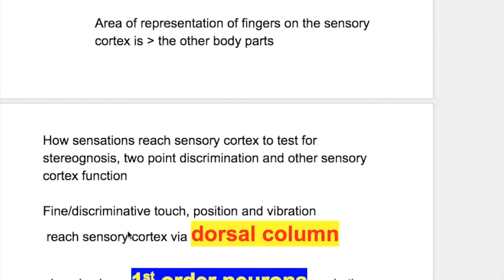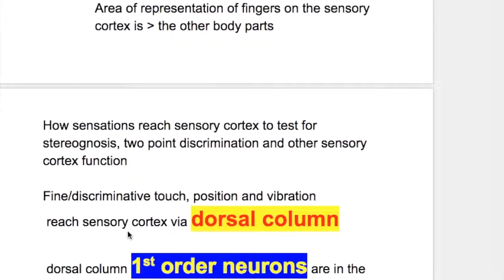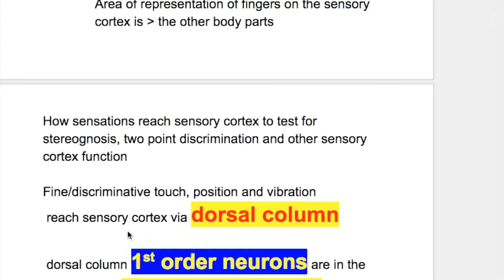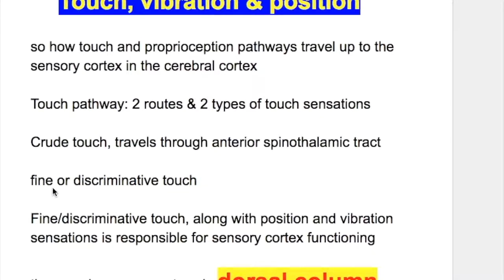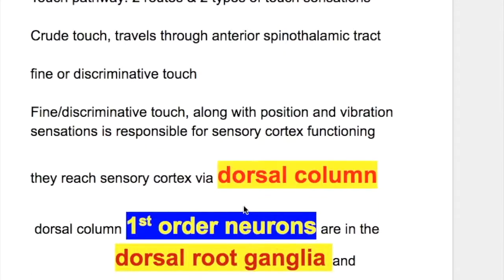How do sensations reach the sensory cortex? To test for stereognosis, two-point discrimination, and other sensory cortex function, it's the fine or discriminative touch sensation which, along with position and vibration sensations, is responsible for sensory cortex functioning. And how do they reach there? They reach the sensory cortex via the dorsal column.